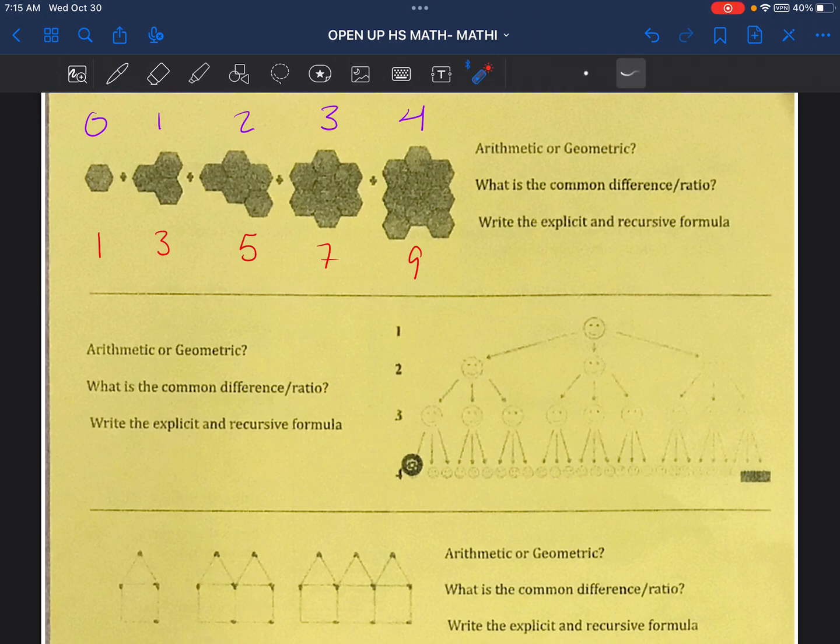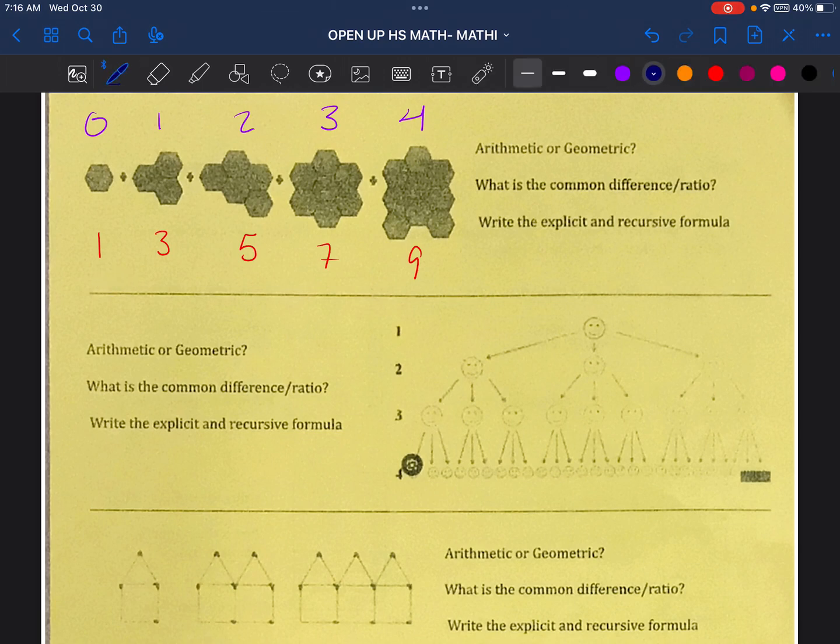Well, to get from 1 to 3 and then from 3 to 5, am I adding? Would I be subtracting? Am I multiplying? Could I be dividing? This one isn't too hard to figure out. I'm thinking, okay, 1 to 3, well, that could be 1 times 3. But then if I do 3 times 3, does it equal 5?